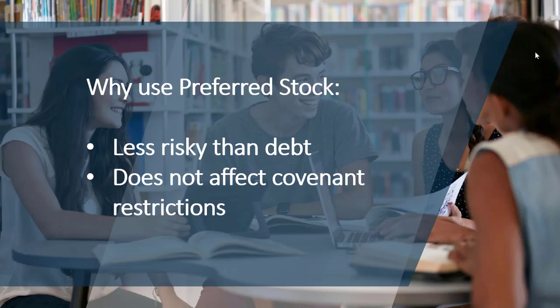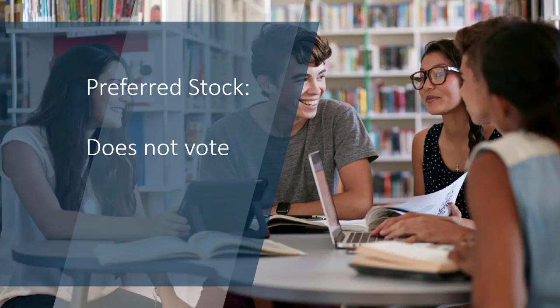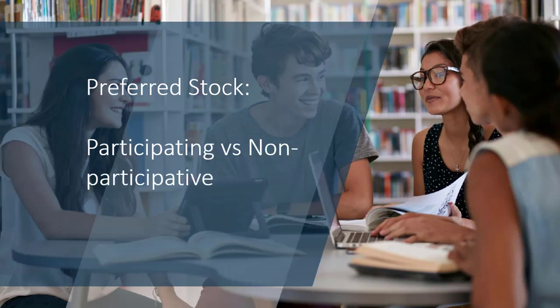A company uses preferred stocks because it's less risky than debt. In other words, if the company has a tough year, they don't necessarily have to pay the preferred stockholders if they don't have the ability to do so, whereas with debt they have to. They still have to pay for the loan. Also, preferred stock does not affect the covenant restrictions. One difference between preferred stock and common stock is that a preferred stockholder does not have a vote, whereas a common stockholder does.